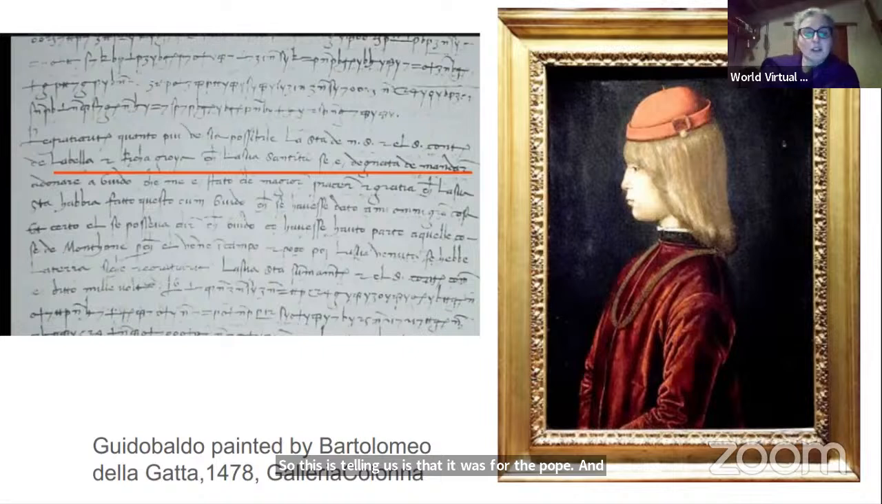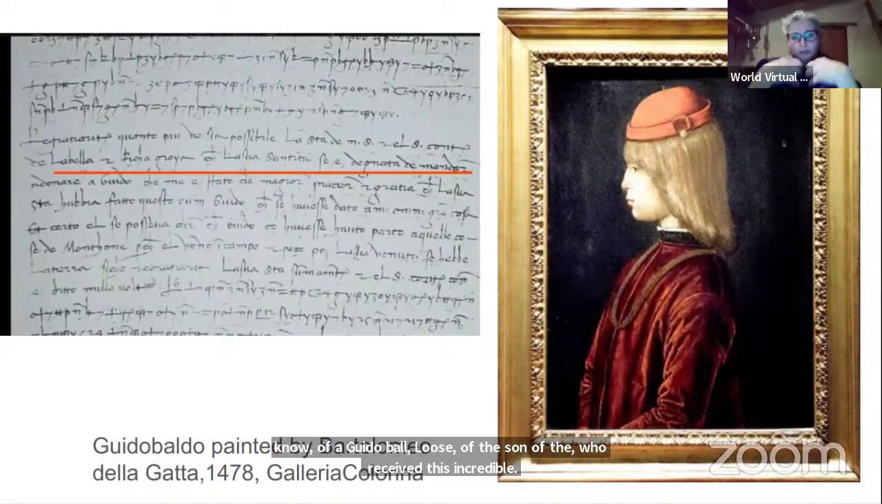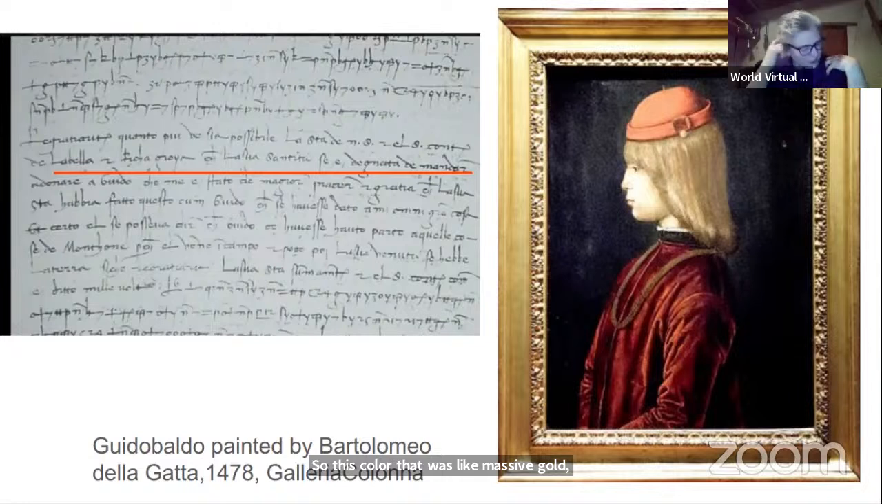And on the right-hand side, you can see a portrait of Guidobaldo, the son of Federico da Montefeltro, who received this incredible collar that was like massive gold, very heavy. It is of course a gift of the Pope to Federico and to his son. So he acknowledges also the dynasty. It's like an acknowledgement.